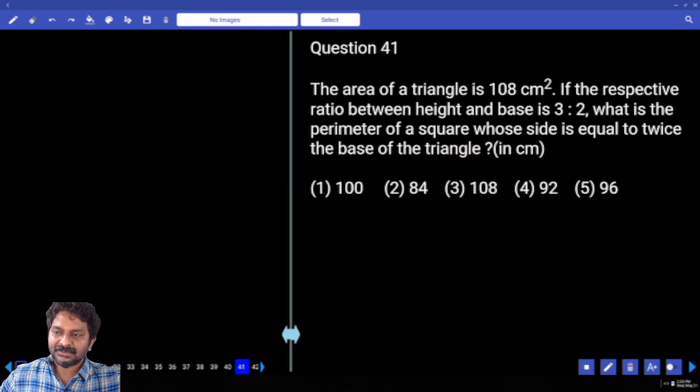So the area of the triangle is 108 square centimeters. If the respective ratio between height and base is 3:2, what is the perimeter of a square whose side is equal to twice the base of the triangle? Yes?